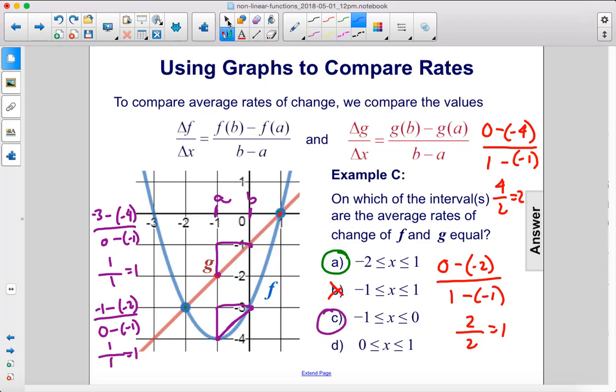So let's do this one just using the graph visually without doing all of the math on the side. All right, so 0 to 1. So from here to here. On the red graph, that's from here to here. And on the blue graph, that's from here to here. Now you can see on the red graph, we go up 1 and over 1. But on the blue graph, we go up 3 and over 1. Therefore, the average rates of change are going to be different for those two graphs on that interval. The answer to this problem is A and C.